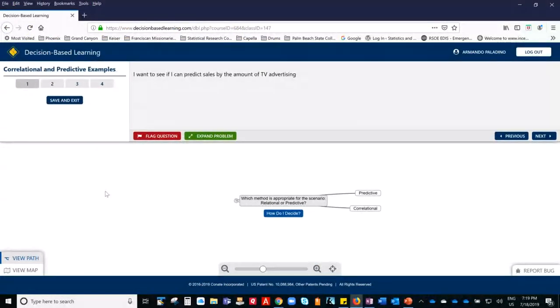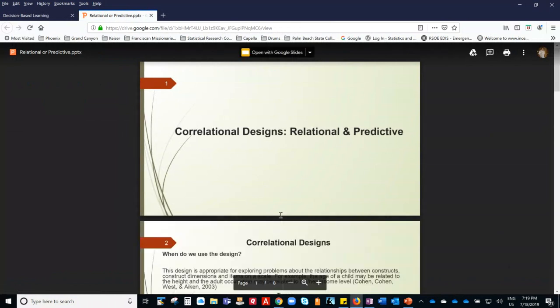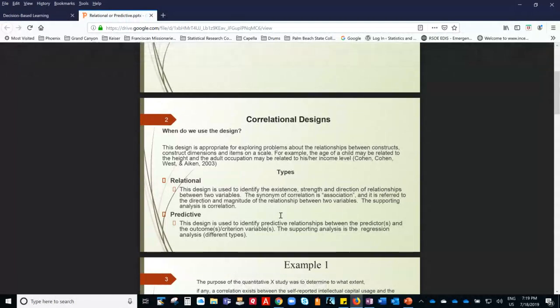I want to see if I can predict sales by the amount of advertising. Is this a predictive or correlational model? Don't answer yet, please. How do I decide? Well, let's go ahead and click this, how do I decide? And then, again, I'm repeating what I just said in my presentation.